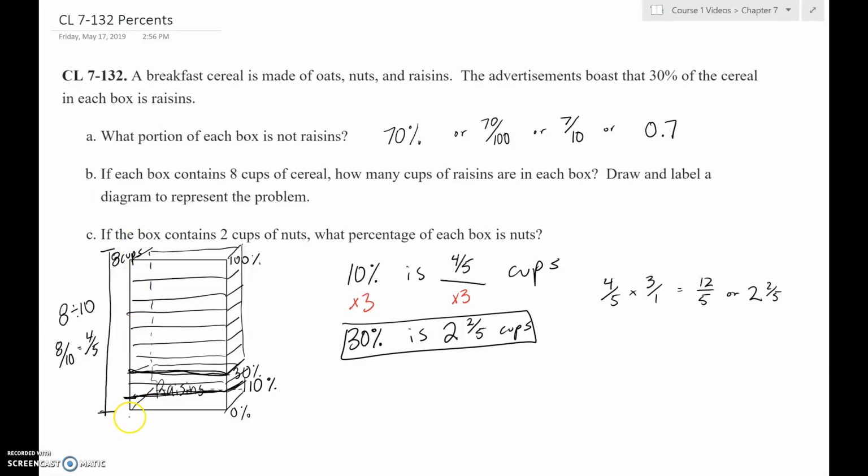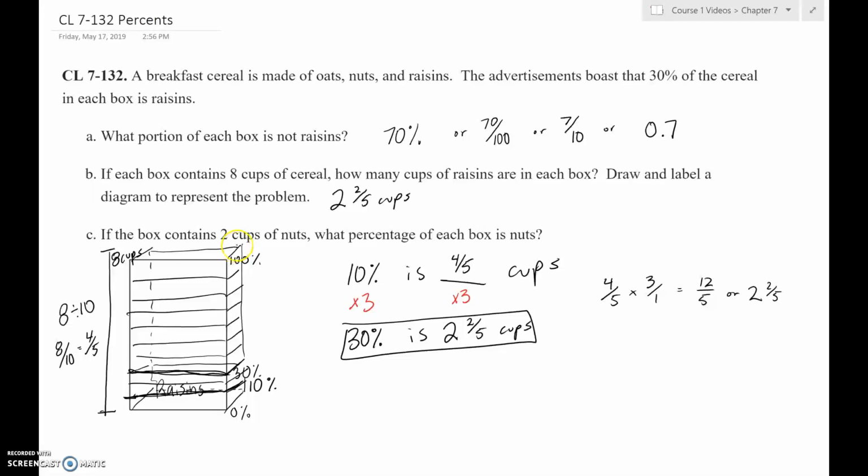So that's how to do it with a diagram, right? I wanted to get to 30%, so I thought, well, if we break it up into 10% pieces, we could get to 30%. And dividing by 10, 8 divided by 10 is 4/5. So this is 2 2/5 cups of raisins.